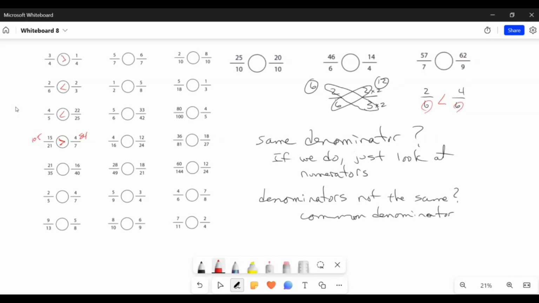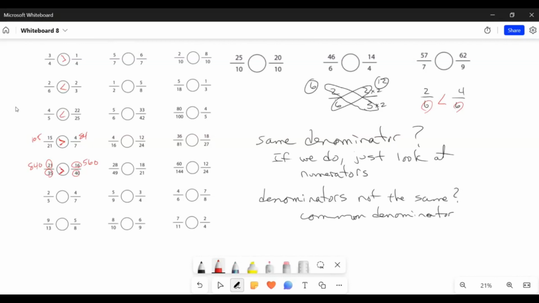21 over 35, I'm going to multiply 40 times 21. 40 times 21 is 840. And 35 times 16 gives me 560. 840 is bigger. So 21 over 35 is bigger than 16 over 40. Let's move down the page.